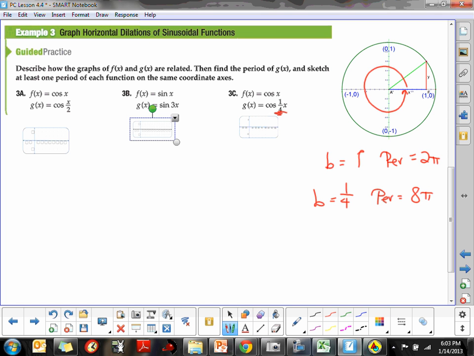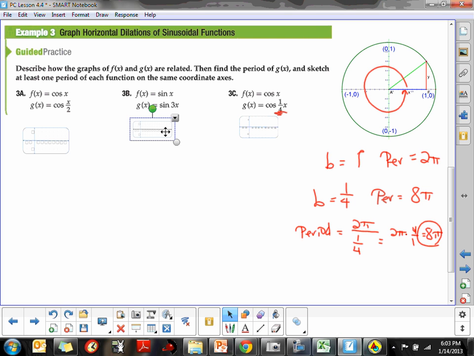And again, if you apply the formula, the period is equal to 2 pi over b, and b in this case is 1/4. That means we have to take 2 pi and multiply times the reciprocal, 4 over 1. And again, you're getting 8 pi. So either the intuitive analogy of the speed of the Ferris wheel, or you can go ahead and just apply the formula. But now we want to graph these.